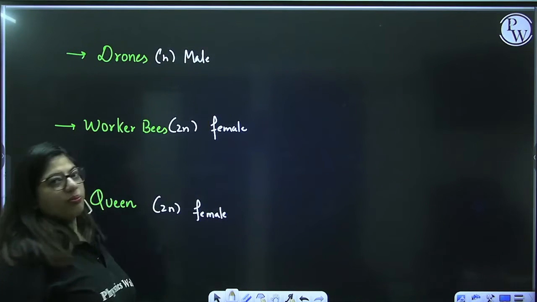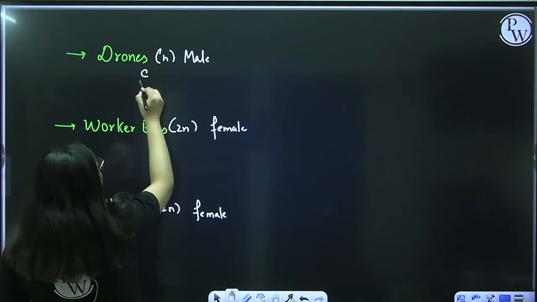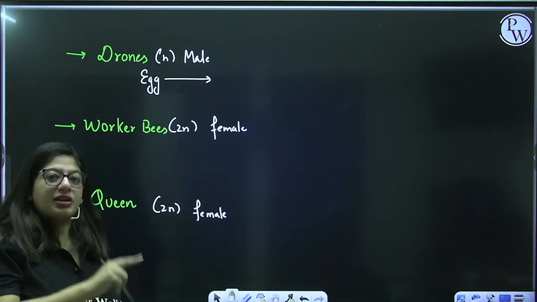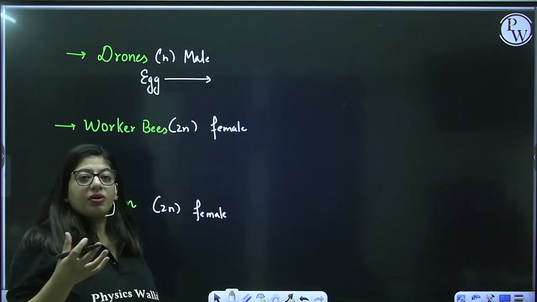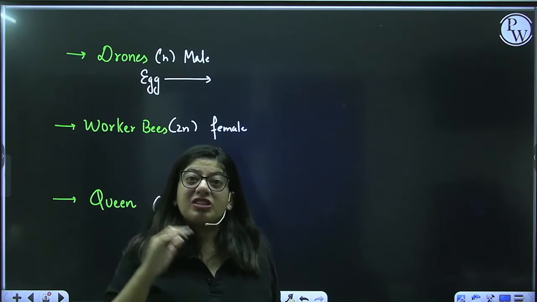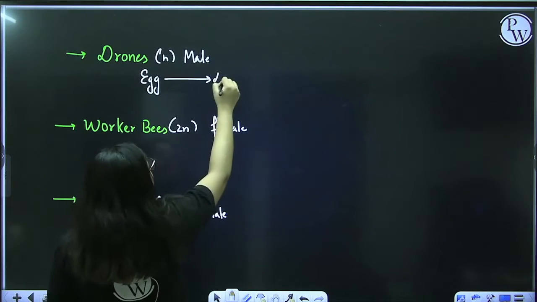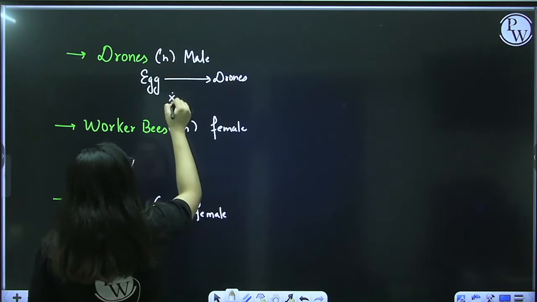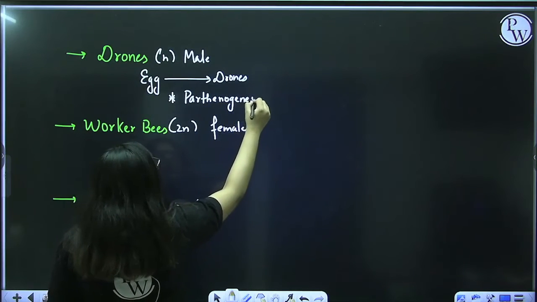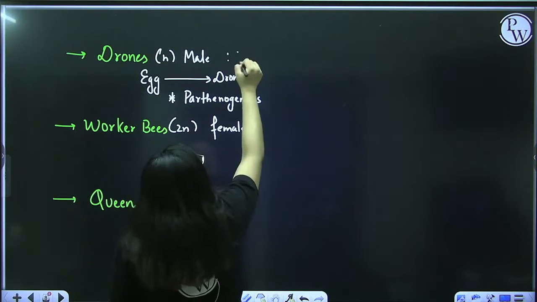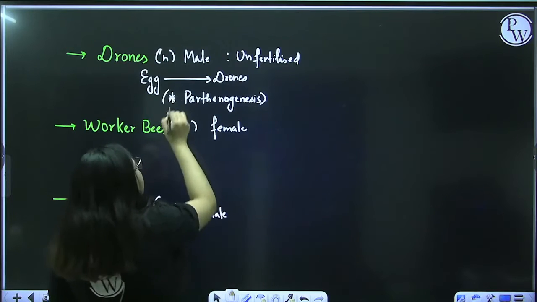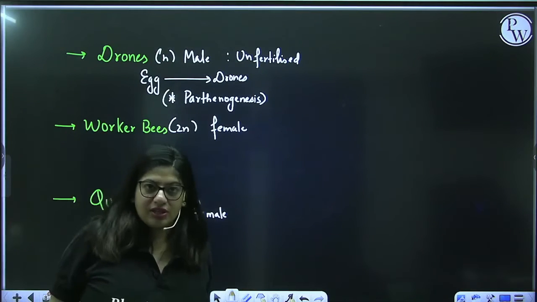Now, why are they haploid? Because they are formed directly from the egg. They are not formed via fertilization. Usually how are organisms formed? When egg and sperm meet. No, but in this case, the males are produced directly from the eggs, and this technique is known as parthenogenesis. Right? So these drones are unfertilized. They are formed directly from the egg, and this technique is not fertilization, this is parthenogenesis.